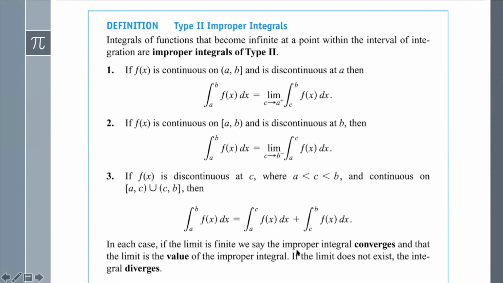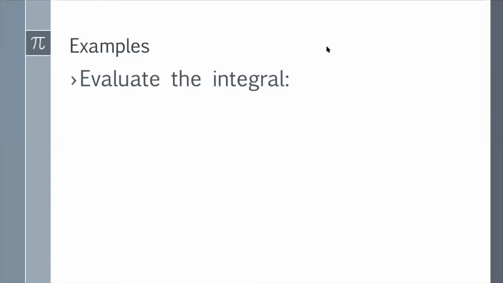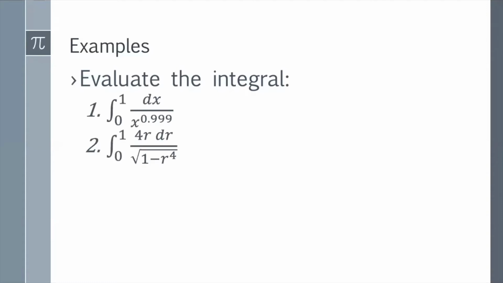And the terminology converges and diverges is the same as it was under type 1. If that limit is finite, we say the improper integral converges and that the limit is the value of the improper integral. If the limit does not exist, the integral diverges. All right, so here are the examples we're going to be looking at under type 2 improper integrals. So I will switch over to the tablet.